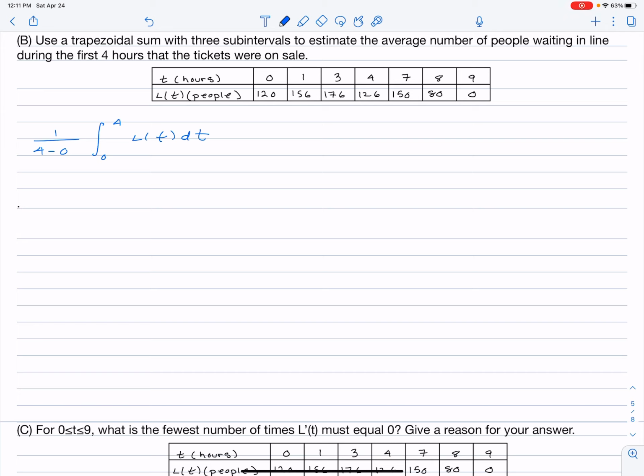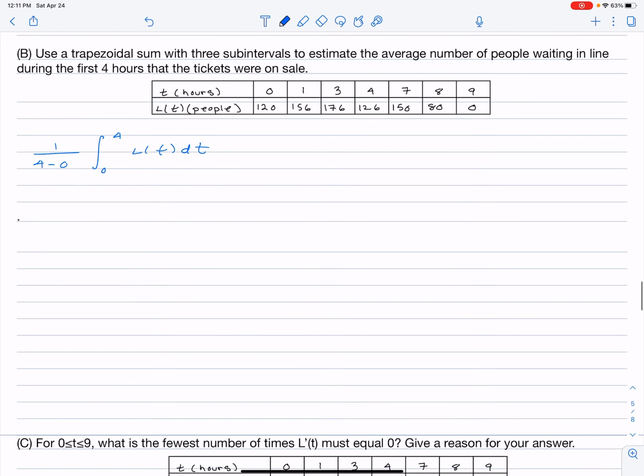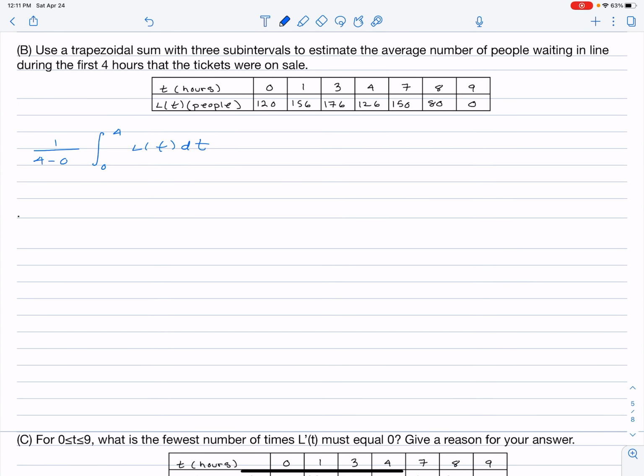Well, again, we are estimating, right? So basically what we're trying to find is, imagine, we could graph these points on a coordinate grid, and then we could find the area underneath the curve from 0 to 4. So I'm going to do the same thing, but of course this is going to be using a trapezoid.